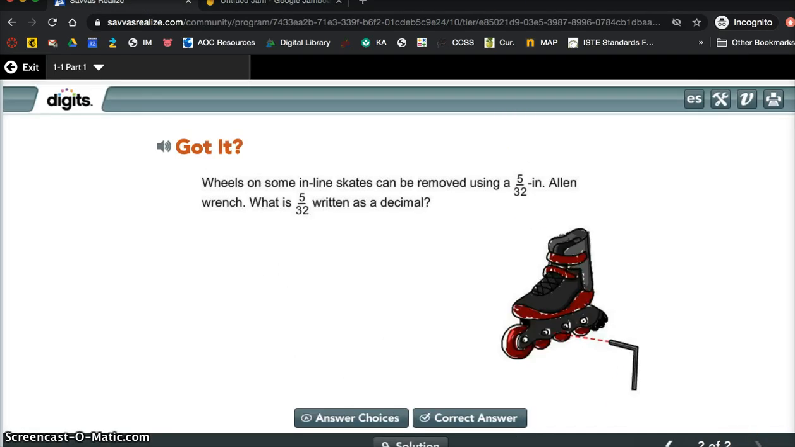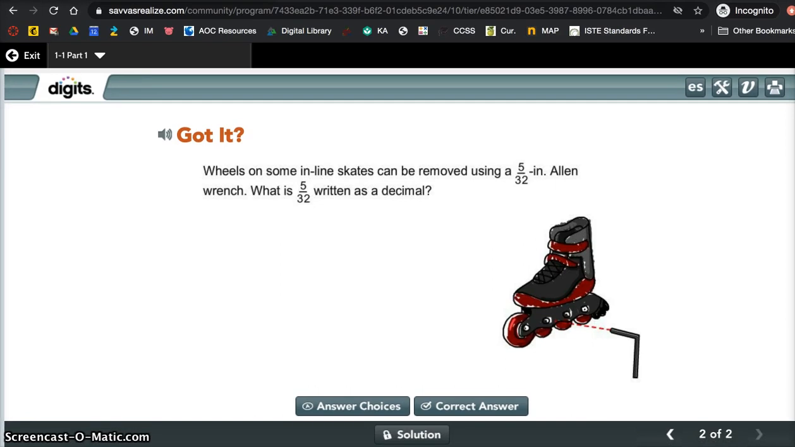All right, so now in your student companion book, I want you to try this one on your own. It says that this one is a 5/32 inch, so they want 5/32 written as a decimal. Go ahead and try it on your own and then come back to check your work.